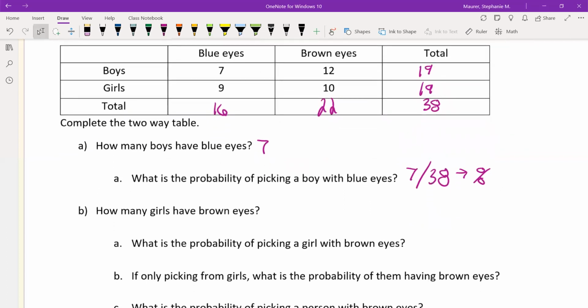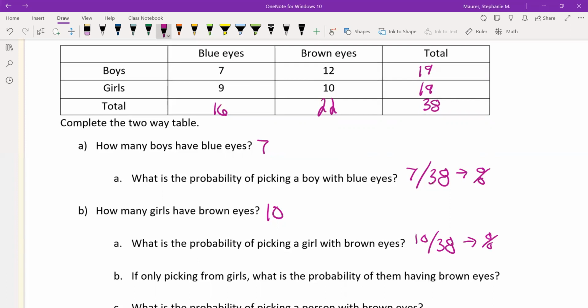Next question. How many girls have brown eyes? So same idea, go to the girls, find how many girls have brown eyes. So up here, we have 10. Okay. And we move on to question B. What's the probability of picking a girl with brown eyes? Okay, easy enough. So we would have 10 out of the total 38. Again, please make sure to turn that to a percentage on your own time.